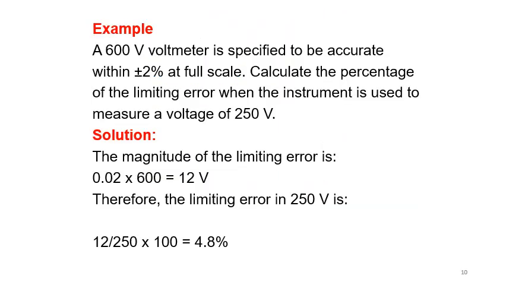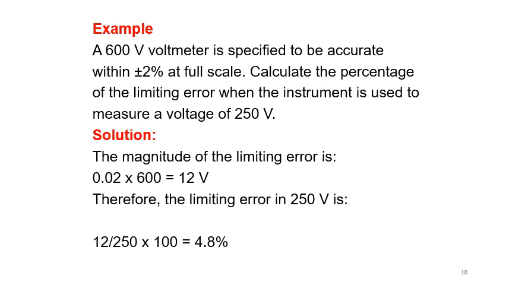Another example: a 600 volt voltmeter is specified to be accurate within plus minus 2%, the limiting error, you remember this, at full scale. Calculate the percentage of limiting error when the instrument is used to measure a voltage of 250 volts. This question is very simple.